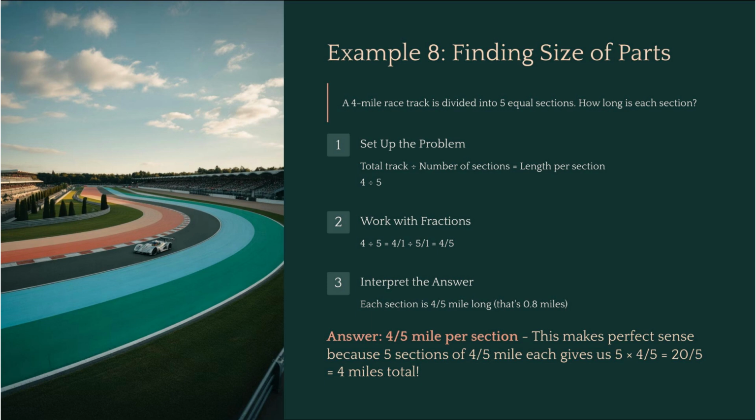Let's look at example 8, a problem about finding the size of parts. A 4-mile racetrack is divided into 5 equal sections. How long is each section? The total distance is 4 miles, and the number of parts is 5. We set it up as 4 divided by 5. When you write that as a fraction, it's simply 4 over 5. You don't even need to use KCF here, because the fraction bar means division. So each section is 4/5 of a mile long.